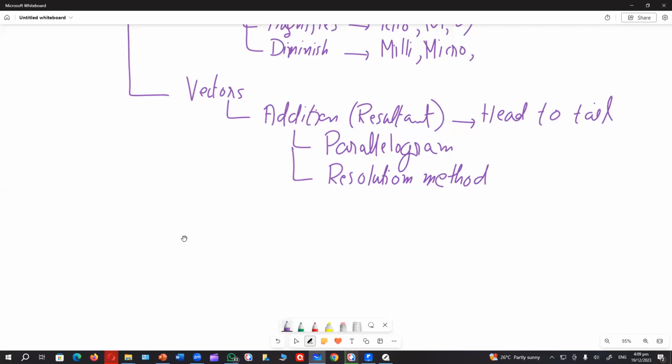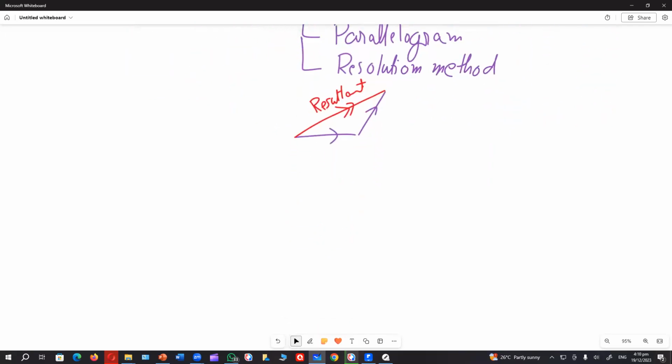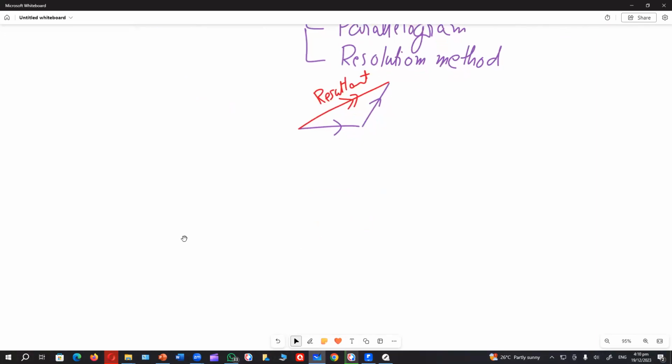Head to tail method means when you join the vectors, like this is the first vector, this is the second vector. If you join the open end like this, the red one is called the resultant vector. So the resultant vector is obtained by head to tail addition, head to tail combination.